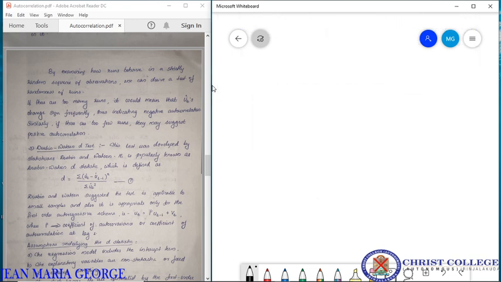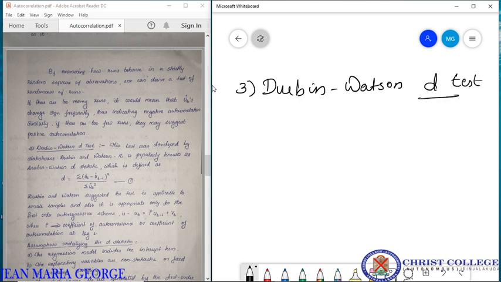Now we are coming to the third and the most important detection method, that is the Durbin-Watson d-test. Okay, so this is called the Durbin-Watson test, developed by two statisticians, Durbin and Watson. It is called the Durbin-Watson d-statistic or simply the d-statistic. This is a very important test with respect to autocorrelation, the main test in terms of detection of autocorrelation.